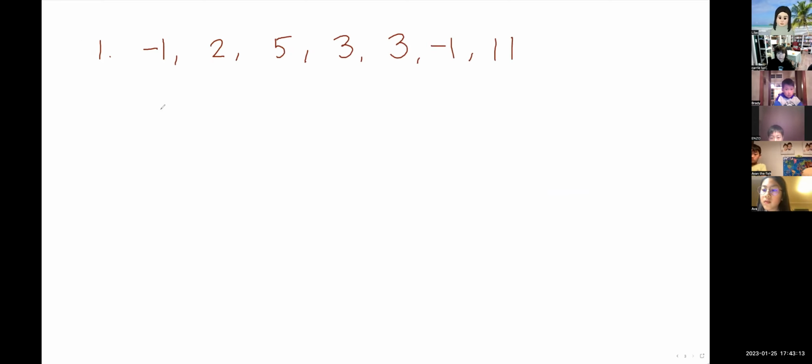So now let's take a look at the next one. Emma, you need to compute them, okay? So this one, I'm going to make it a little bit harder. So -1, 2, 5, 3, 3, -1, and 11. So median, mode, and mean. Still the same thing, 3 of them. So this time we have negative numbers.